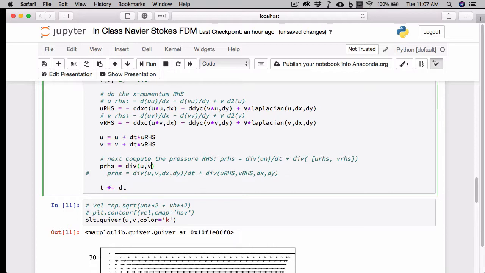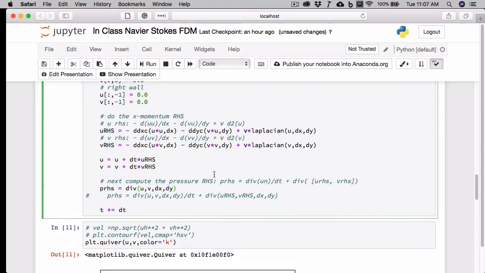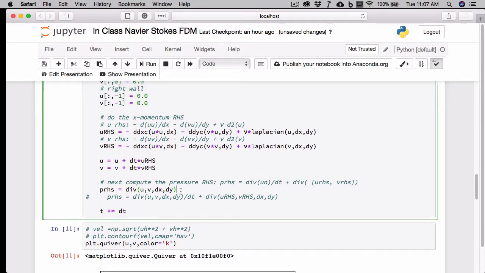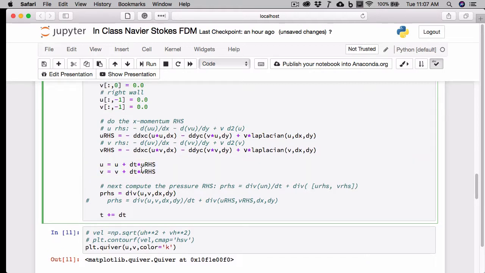So that's divergence of u, v, dx, dy. What this function does is it takes du/dx plus dv/dy. That's what divergence is, over delta t. Yes. That's the pressure right-hand side, because our u now is actually u tilde. Or what we can do is call these UH and VH.